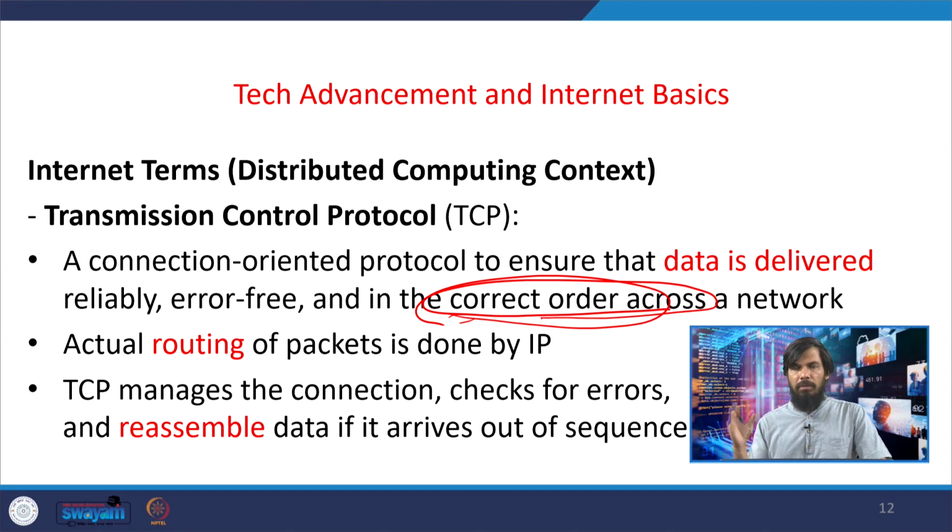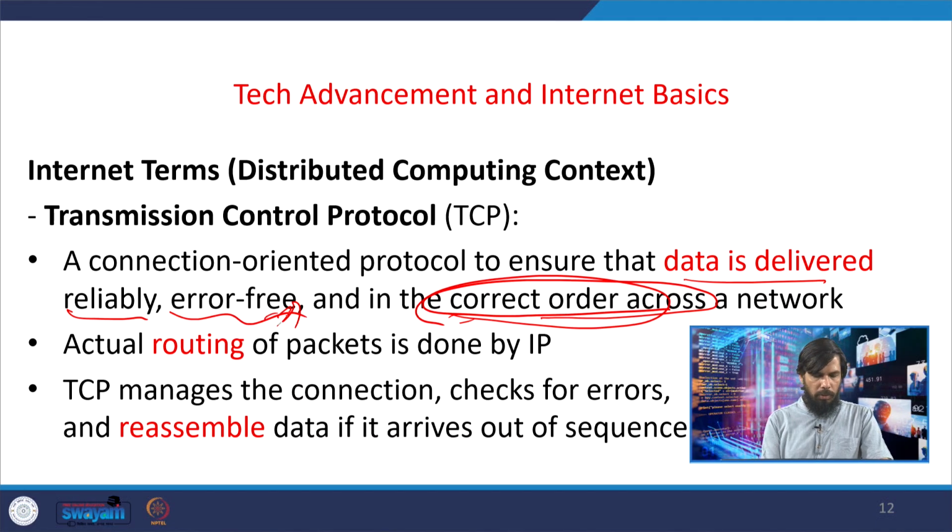So, it can be transmitted through the network and then reassembled back at the other side. It is a connection oriented protocol. TCP is a connection oriented protocol. Its main role is that data is delivered reliably, error free and in the correct order. So, there is no error in the data. In case there is a loss or missing packets or segments through the network, that should be detected and corrected, right.